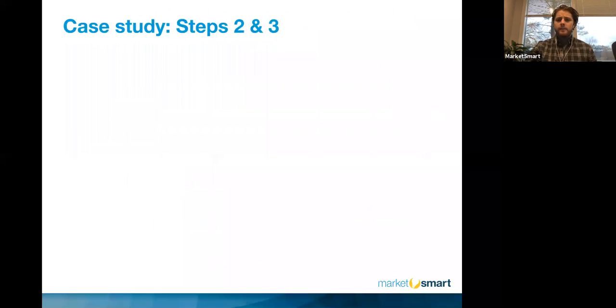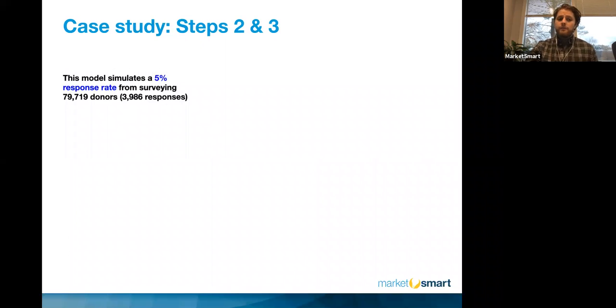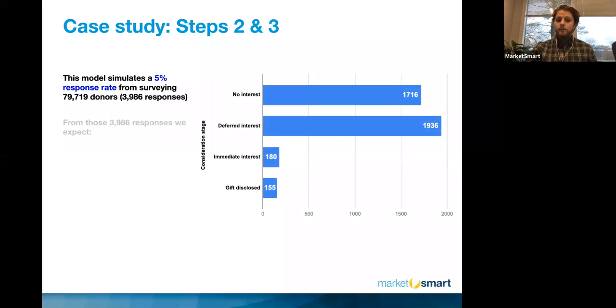So let's look at this in terms of the case study, that organization that had nearly 500,000 donors. Again, we're going to simulate a 5% response rate. Remember when we looked at step 2, 5% is our average response rate across our database of results. Remember on that previous slide with the pie chart showing digital versus print communications, we're going out to about 80,000 individuals. So we expect close to 4,000 responses. Then that breaks out into this chart.